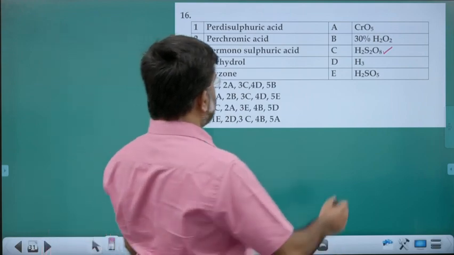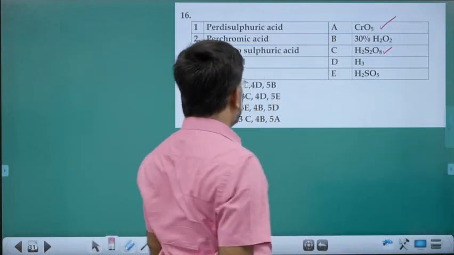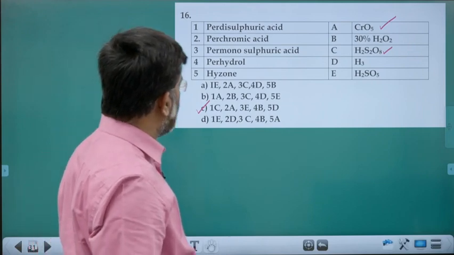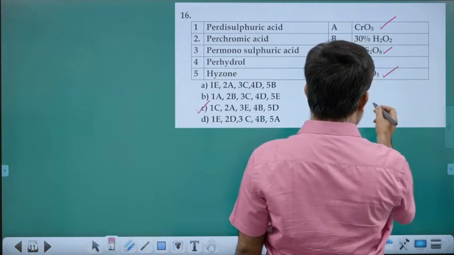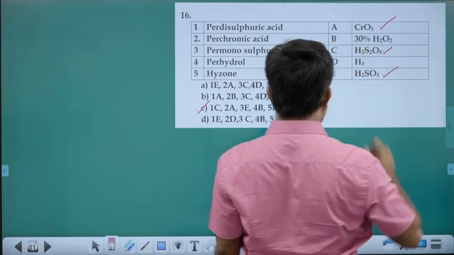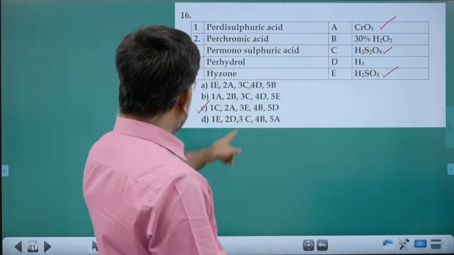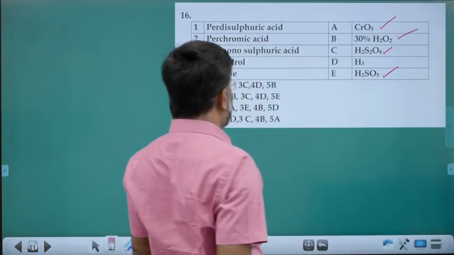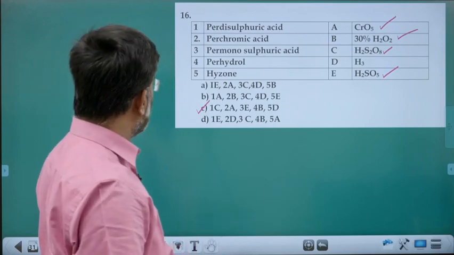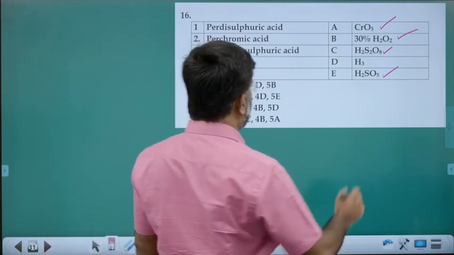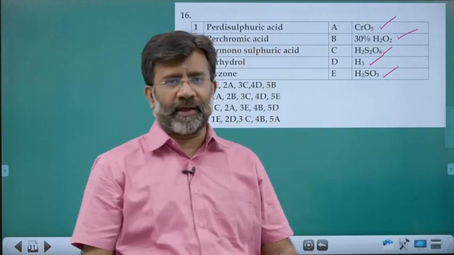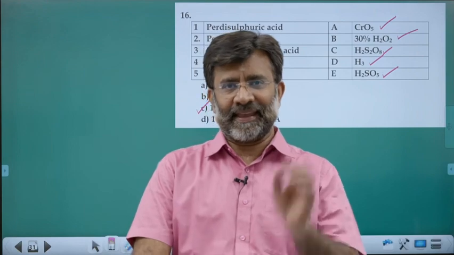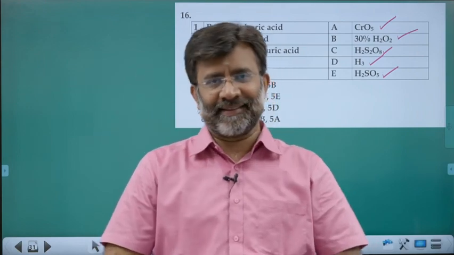Perchromic acid. Yes, this is called perchromic acid. Then 3E, peroxo monosulfuric acid. This is peroxo monosulfuric acid. 2 mole condensing, you get this. Perhydrol, 4B, perhydrol. Yes, 30% H2O2 is called perhydrol. 100 volume H2O2. Hyzon is H3, like ozone, hyzon. H3. Okay. Yes.